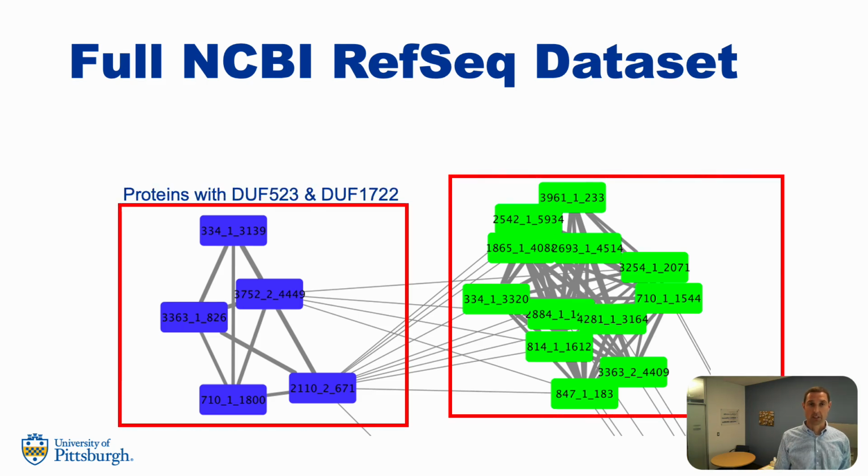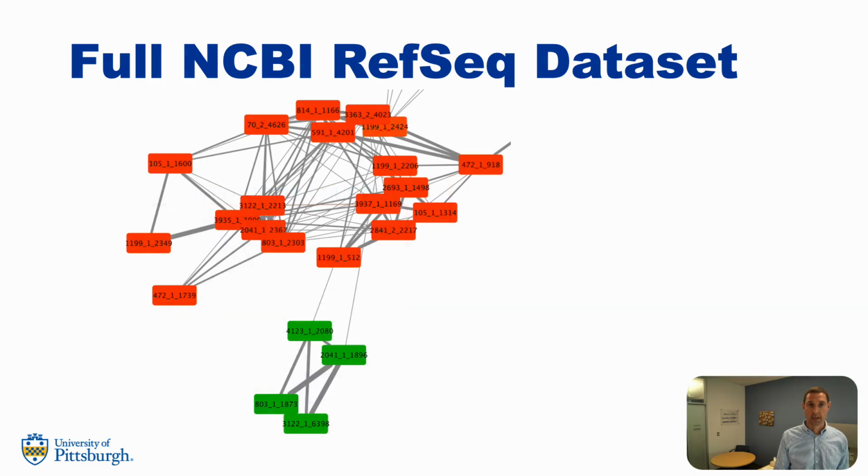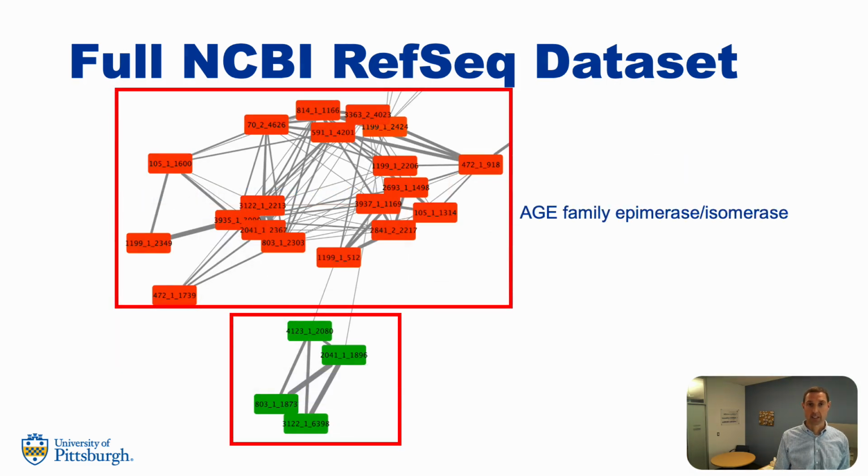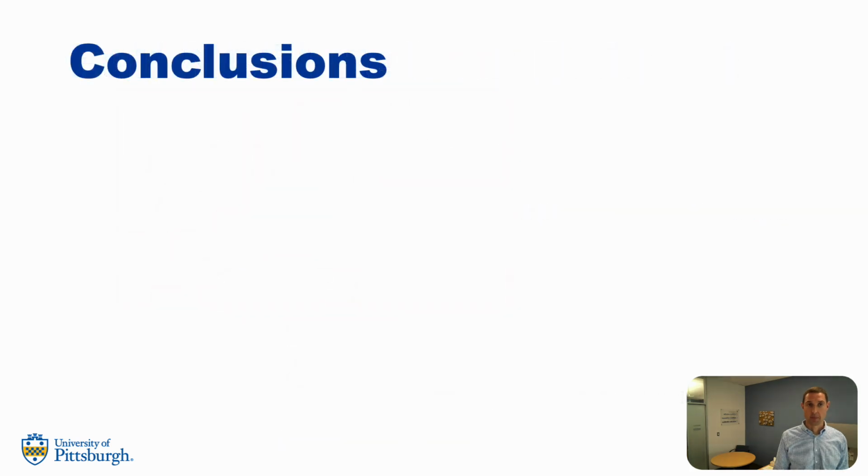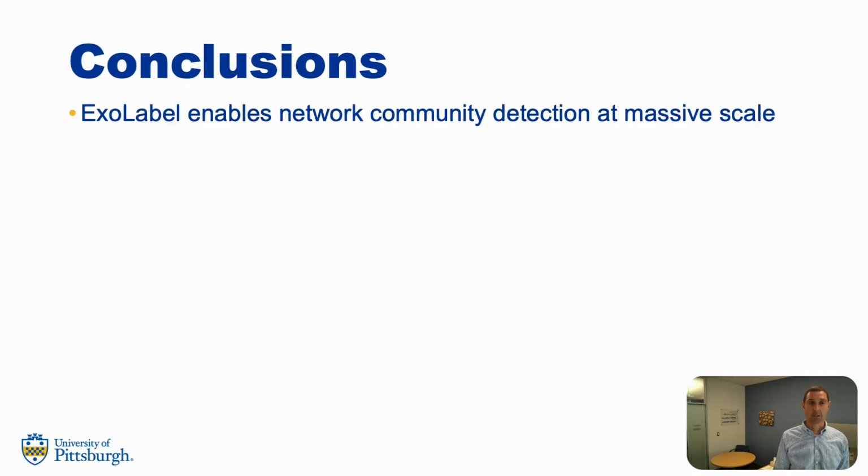Here's an example of 2 communities that ExoLabel splits out that have some connections, but those connections are fairly weak. And when we look at those communities, one contains proteins with domains of unknown function 523 and 1722, whereas the other contains just proteins with domain of unknown function 523. So this might be a reasonable thing for ExoLabel to have split apart. Here's another example. These two communities contain two different protein names, even though they have weak linkages between the two communities. So ExoLabel is approximately performing the way we would want it to if we were to do our network community detection by hand. But ExoLabel allows us to do it at a massive scale.